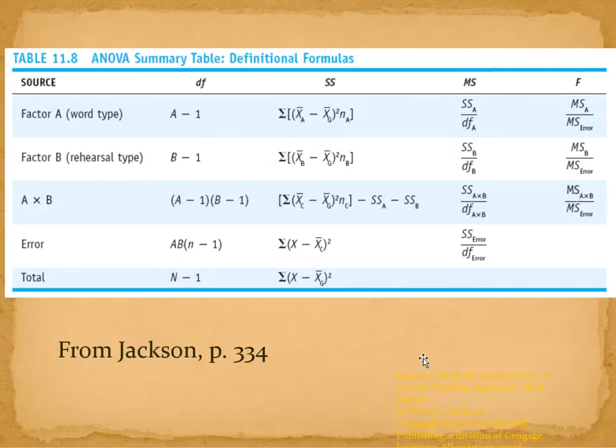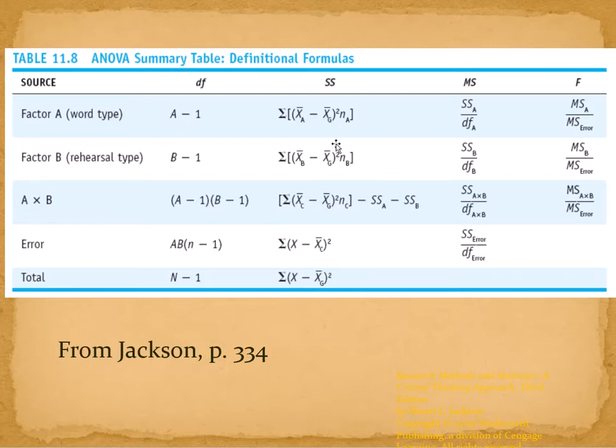All right, now this looks kind of scary. We're pulling it from our book. But what's happening here is if we just look at the top line, A just represents everything as it relates to factor A. And this is the number of groups for factor A, which in our case is 2.